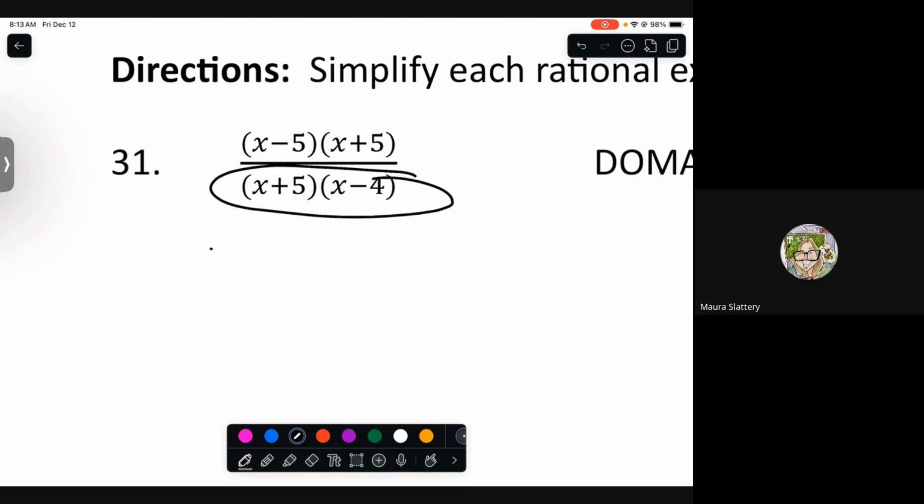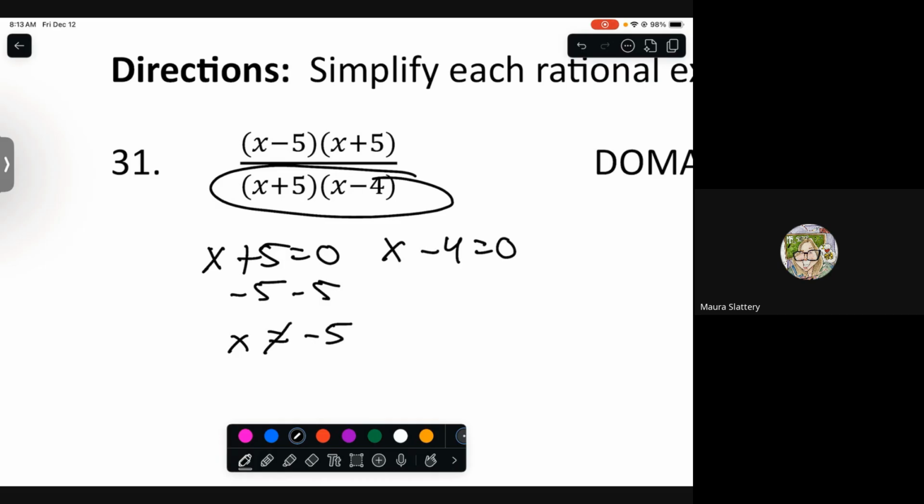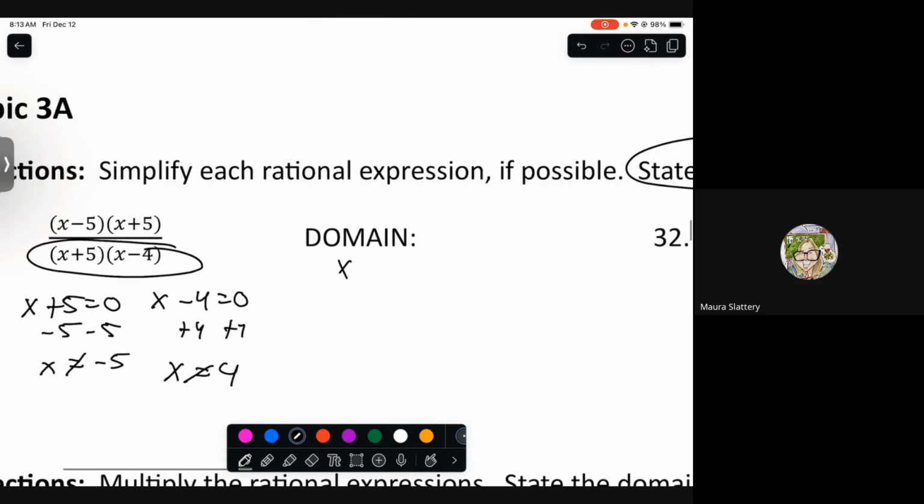So if you're asked to find the domain, you take your factored form before you cancel anything, and you set it equal to 0, and you solve. So I get x cannot be -5, and x cannot be 4. So my domain is just x cannot be -5, and x cannot be 4. That's it.